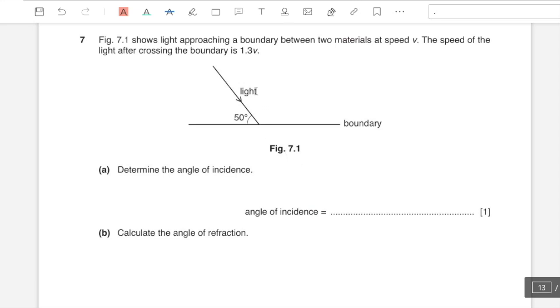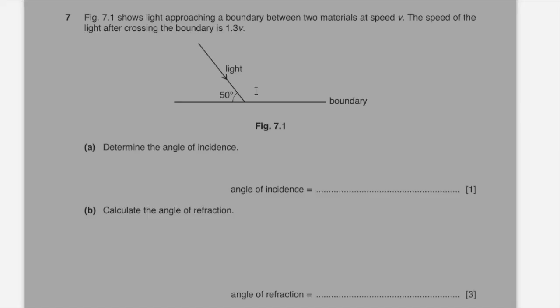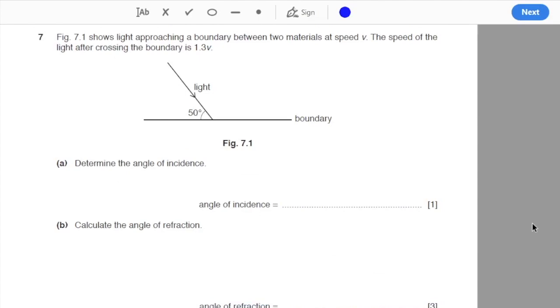The angle of incidence is the angle between the normal and the incident ray. So over here we have the normal, which makes a 90-degree angle with both of the sides of the boundary. So this total angle over here is supposed to be 90 degrees, and this angle between the incident ray and normal is the angle of incidence. So if we subtract 50 from 90 degrees, we get the answer as 40 degrees, which is the angle of incidence. Part B, calculate the angle of refraction.